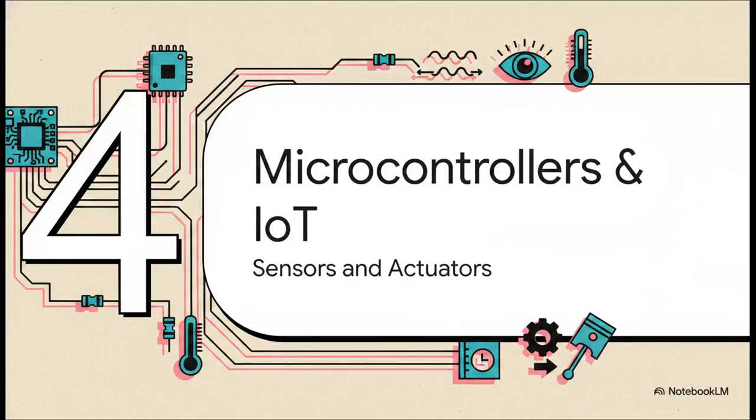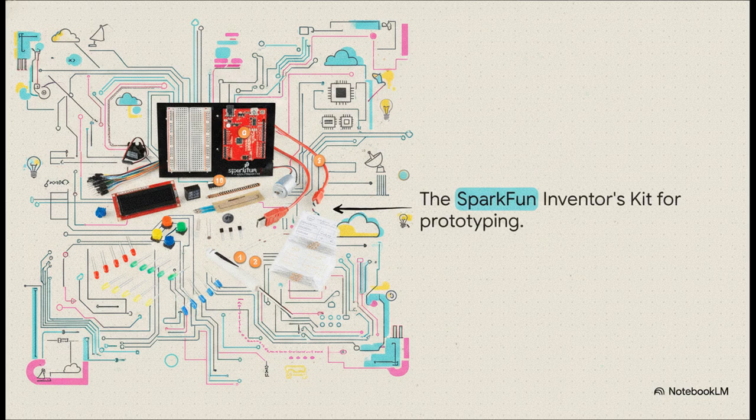Which brings us to Section 4, microcontrollers, sensors, and actuators. So we've basically built the body of our device. But now we need a brain. And a really great way to visualize this is through prototyping bundles, like the SparkFun Inventors Kit. Right at the center of the action is an Arduino microcontroller. Think of it as a tiny computer sitting on a single integrated circuit. It acts as the completely programmable command center. Once it's wired up to a breadboard, it's just sitting there, ready to receive your commands.